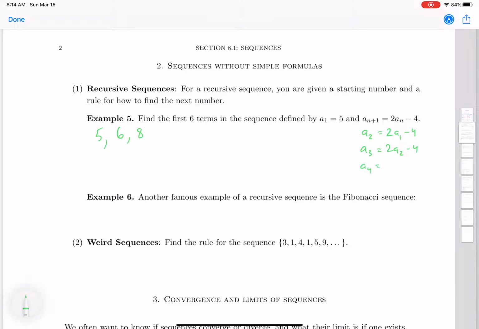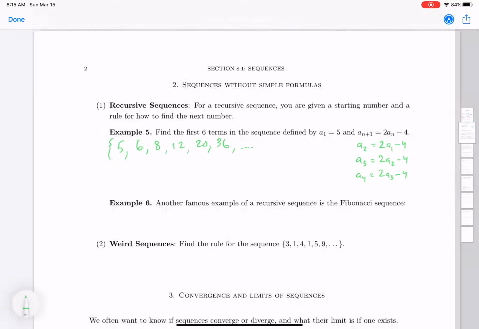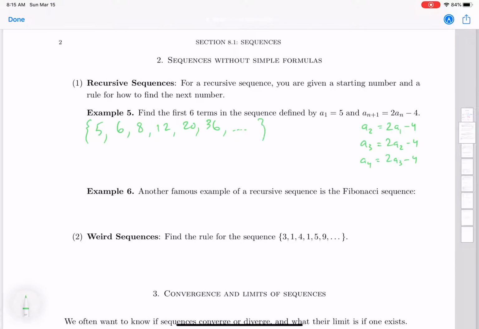A sub 4 equals 2 times a sub 3 minus 4. That's 16 minus 4, which is 12. And then 12 times 2 is 24, minus 4 is 20. 20 times 2 is 40, minus 4 is 36. That wasn't supposed to happen. It'll keep going on like that. So I can write my sequence in that way.